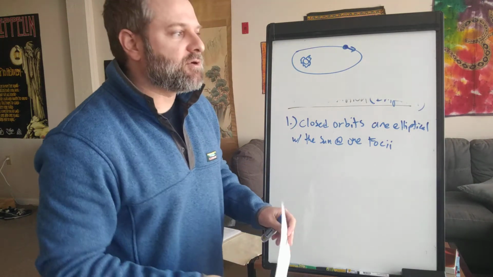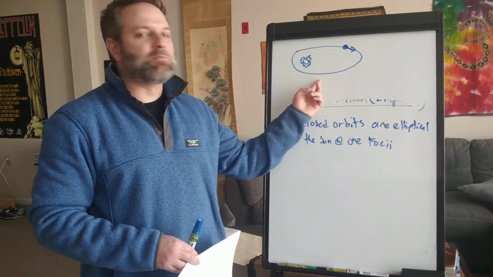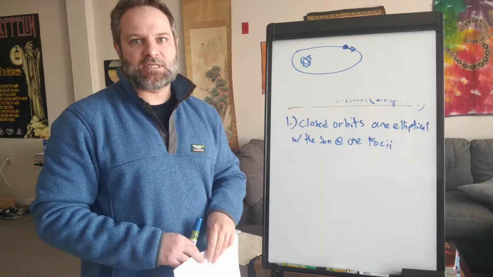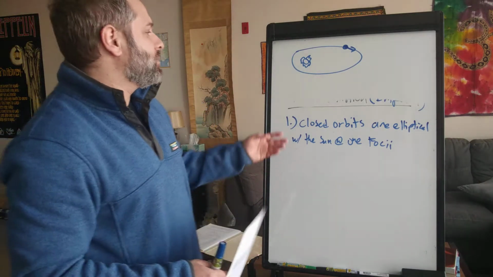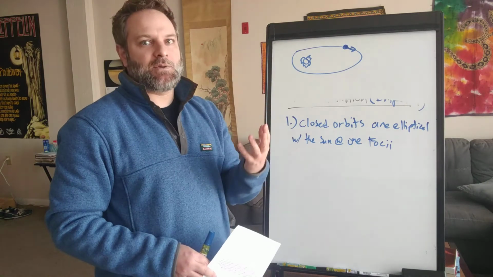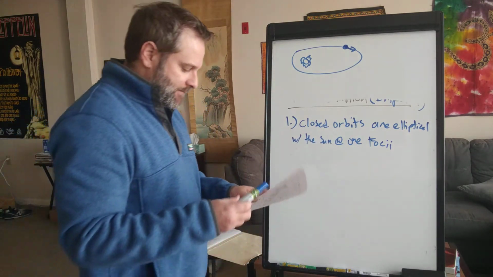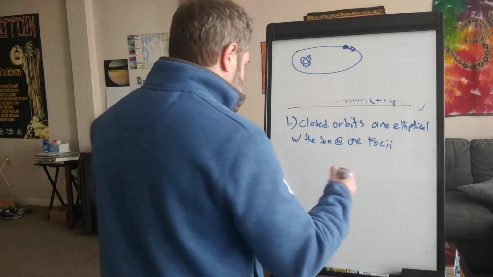And in fact, although a lot of orbits look circular, they do have some small imperfections, some small ellipticities to them. So what Kepler said was that all the closed orbits, all of the orbits of things that stay inside the solar system, are elliptical with the sun at one focus. The next one is a little tricky to understand.